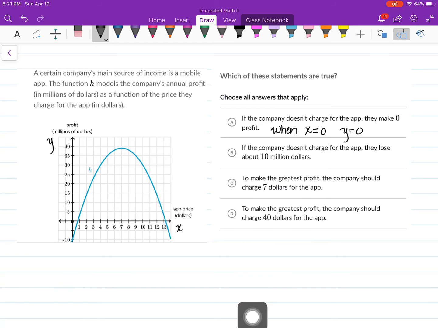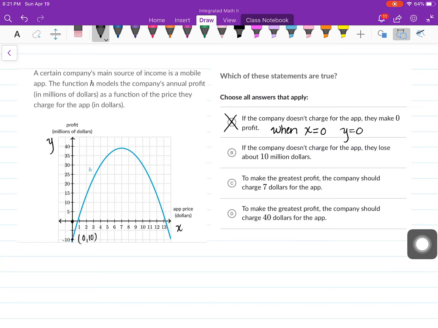Now, if you take a look at this here, it actually intersects here. So at this point, when my X is 0, my Y is actually 10. So in this case, we're going to say that this one here is false, because when the app is $0, the company is actually losing money instead of gaining any money, or just not losing any at all. So let's go ahead and take a look at the other one.